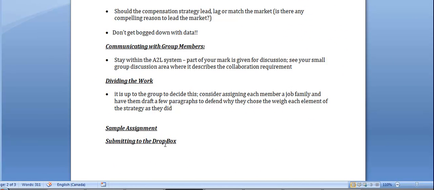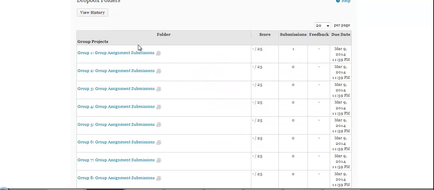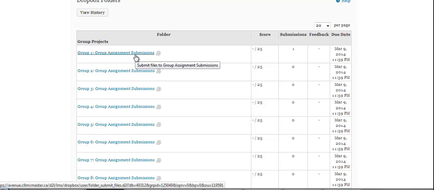Okay? And submitting to the Dropbox. Let me go into your course and show you how we do that. You go into assessments, you go into Dropbox. Now, when you do that, this is my view. Because I'm in every group, I'm going to see everything, right? All the groups. You should only see your group for the group assignment.